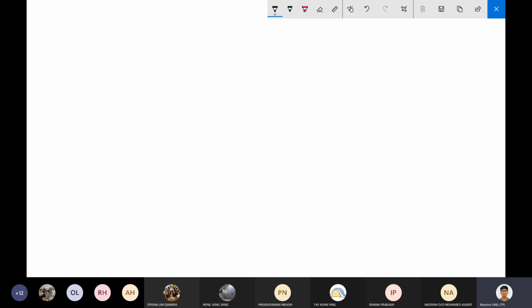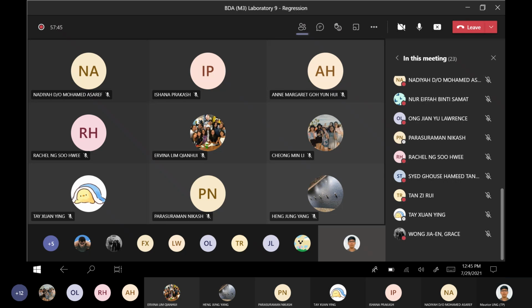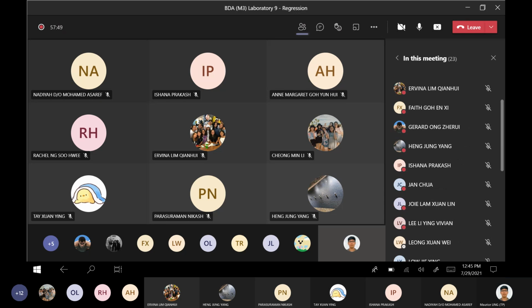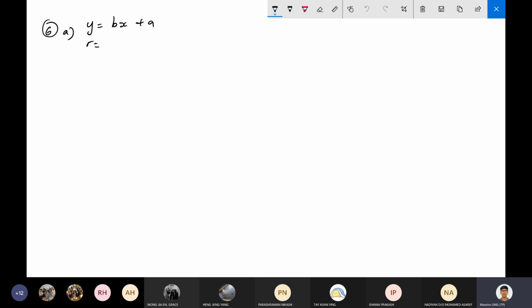Okay, question 6, your data set. Part A, the model that you use is y equals to bx plus a, and it asks you for the correlation. Okay, seems like we have used up all the people. Grace, not yet. Yes. So what's the correlation for 6A? 0.632. Correct. Since you're there, might as well answer for B as well. So what's the correlation for y equals bx squared plus a?